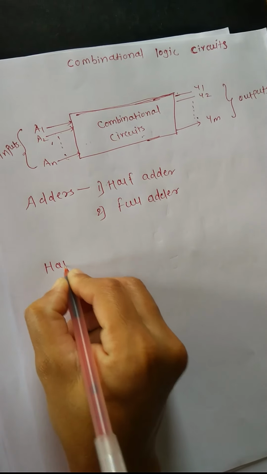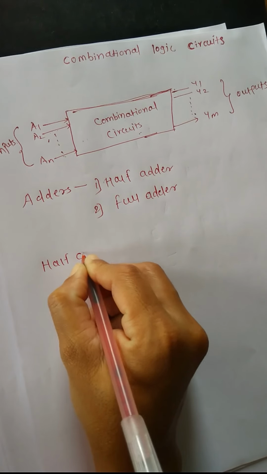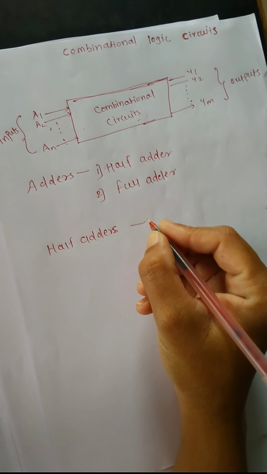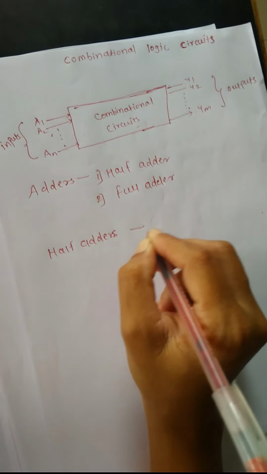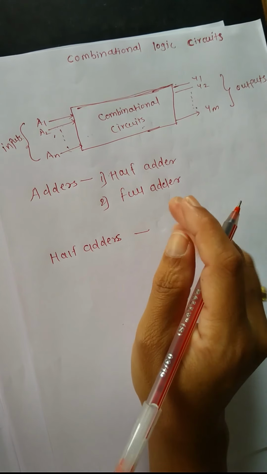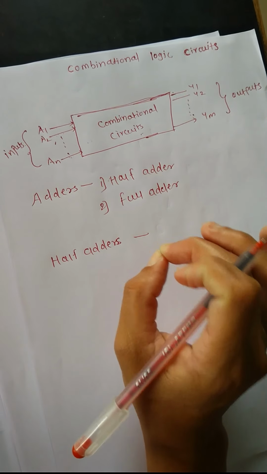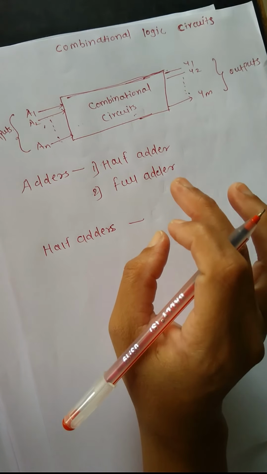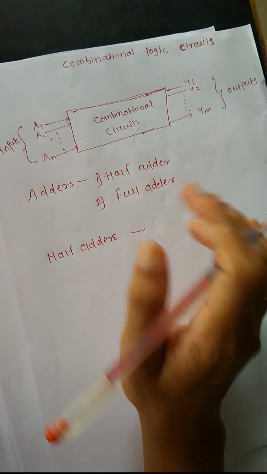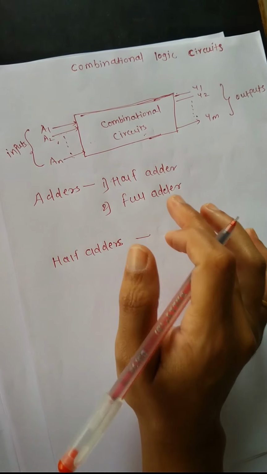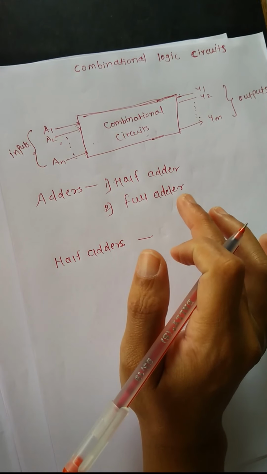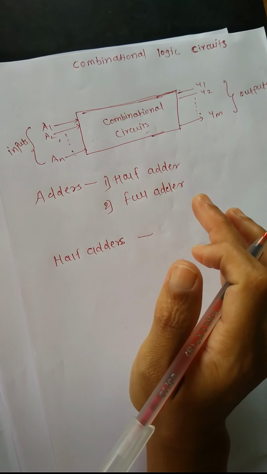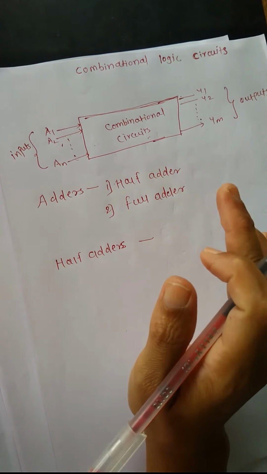First, the half adder. This is a combinational circuit. For designing every digital combinational circuit, first the problem statement is required, second the truth table or block diagram is required. After that block diagram or truth table, we have to design the Boolean equation, and for that Boolean equation we use the K-map method. After the K-map method we get the Boolean equation, and from that Boolean equation we design the diagram.